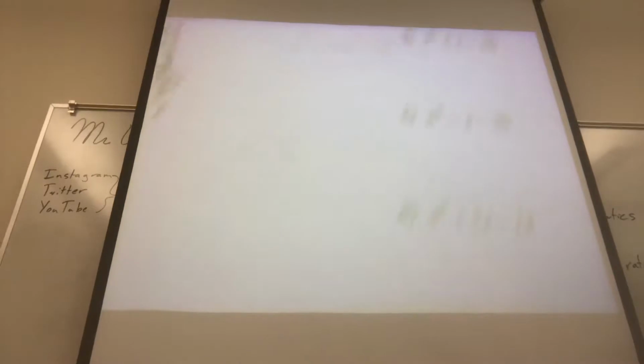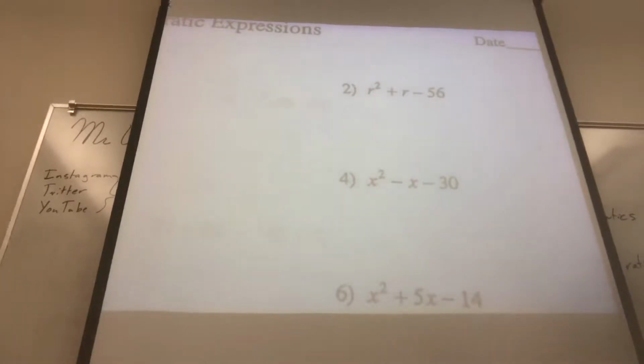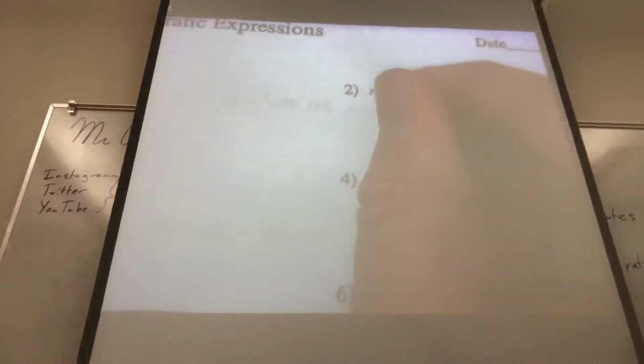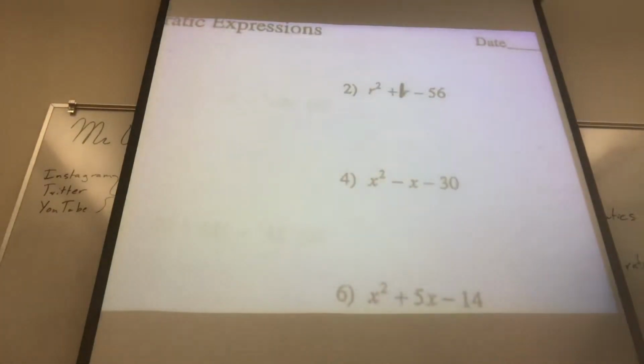Okay, on the next one, this is kind of important. We have r squared plus r minus 56. If you're looking for this, it's what's going to multiply to make a negative 56, but add together to make a positive 1. If there's no number in front of that variable, it has to be a 1.